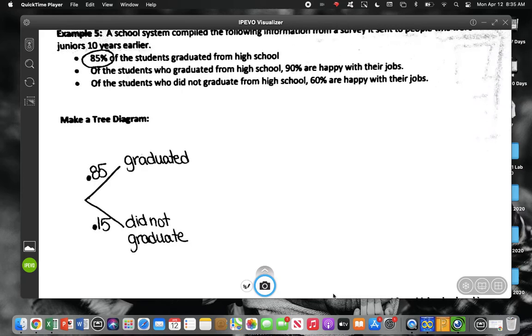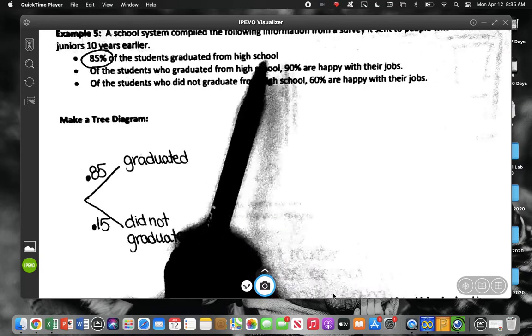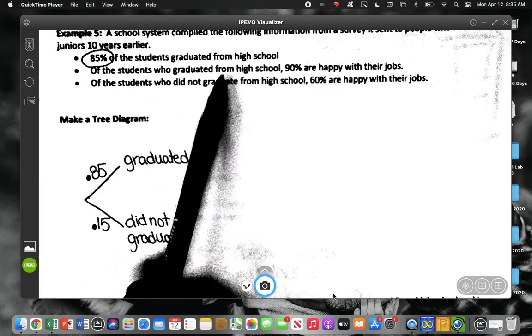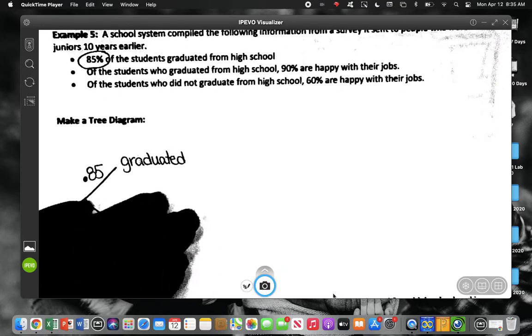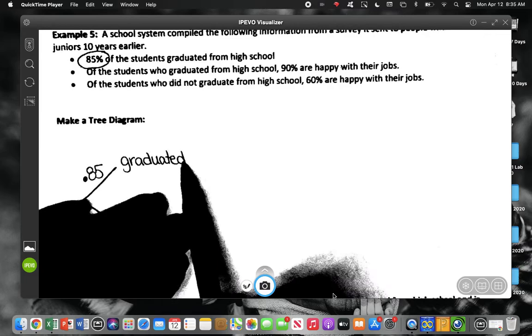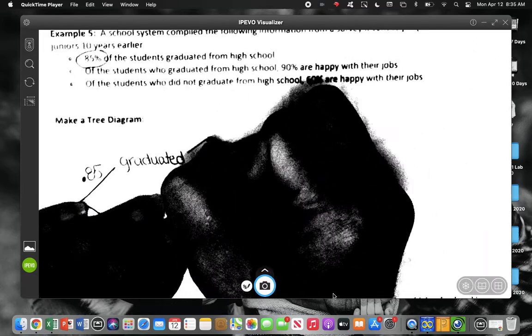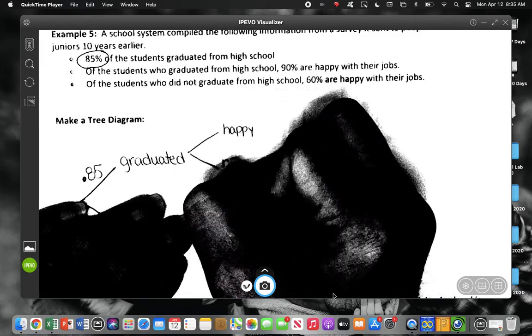What do you guys think about setting up that first part? That's pretty easy. All right, now it's going to give us information about these branches. Of the students who graduated from high school, 90% of them are happy with their jobs. So this second bullet point's only giving you information about the people that graduated, so just ignore the rest for a second. If you graduated from high school, 90% of them are happy with their jobs. So some of them are happy and some of them are not happy.